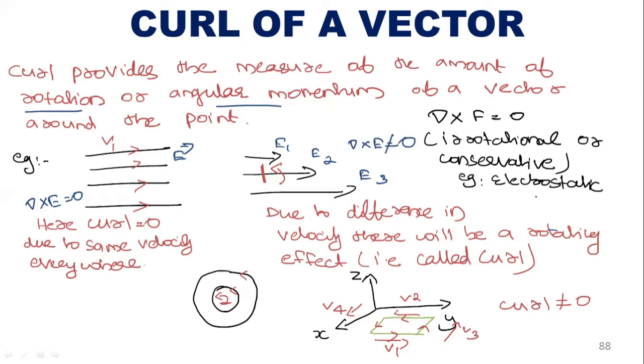An example is the electrostatic field. This is actually del cross F, which is irrotational or conservative. So the electrostatic field is irrotational, which we will study in the next module. Don't worry about that. Due to the same velocity, the curl is equal to 0. So is it clear what the physical interpretation of curl is?